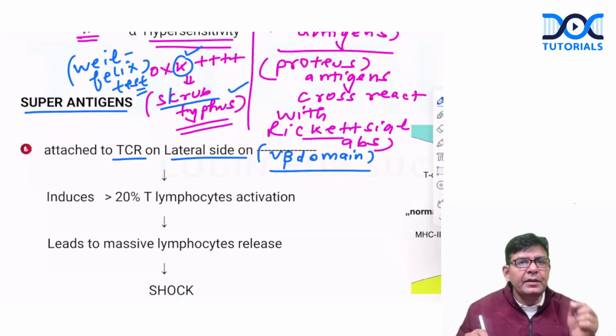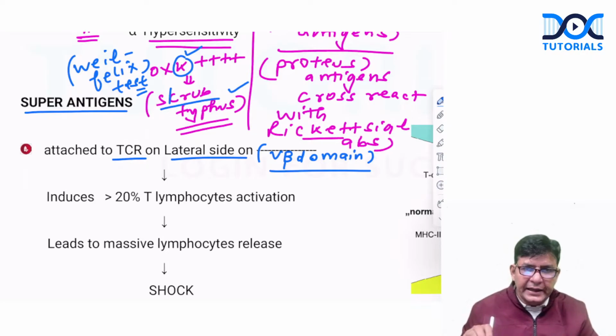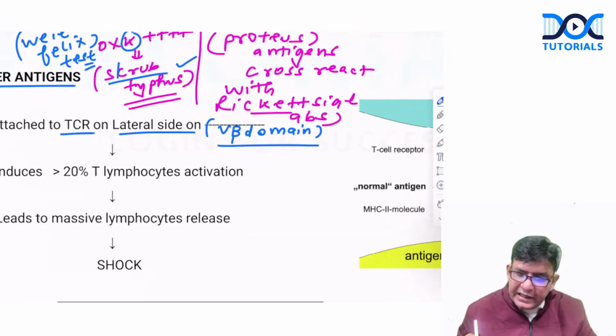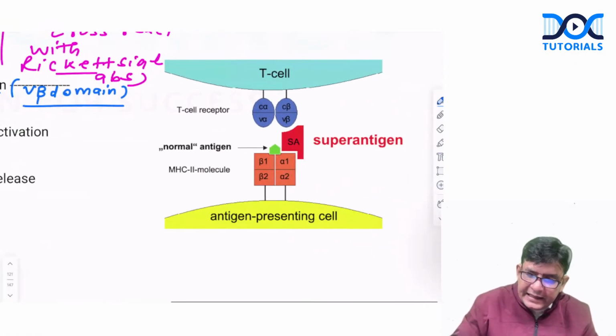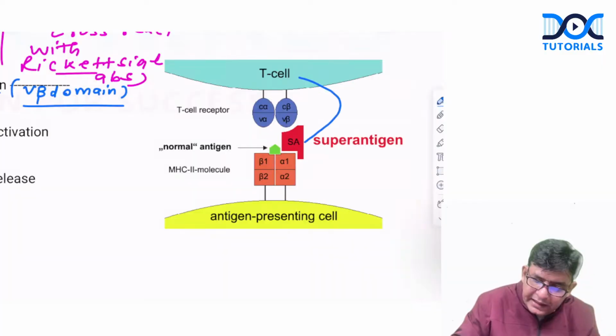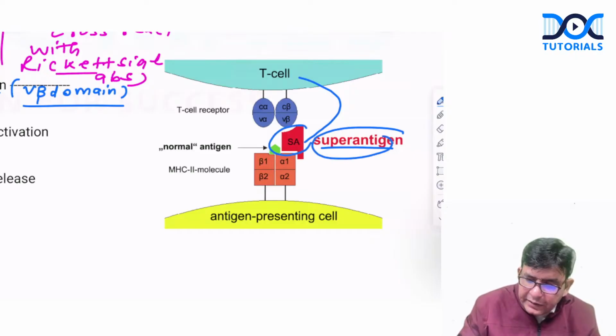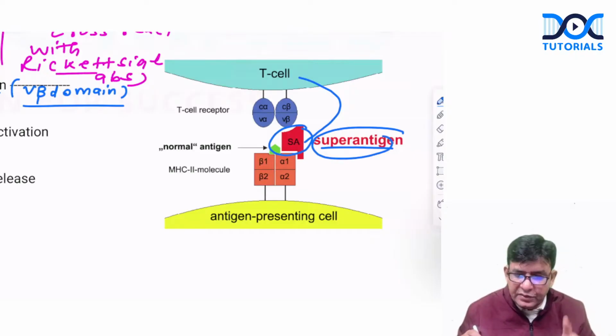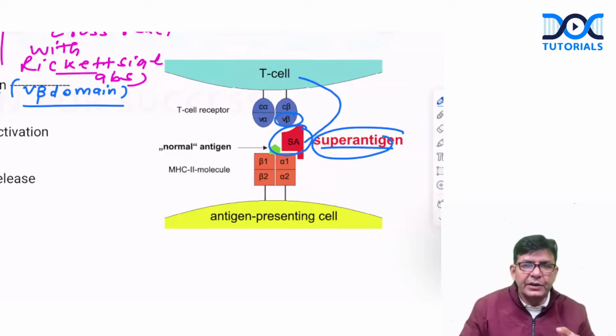And what is the V beta domain? Variable beta domain. Is it fine? So by the picture, you can see that superantigens come and attach to this particular region. Suppose this is a superantigen and this is the TCR, and this superantigen is coming and binding where? On the lateral side. And this lateral side is which domain? The V beta domain, the variable beta domain.